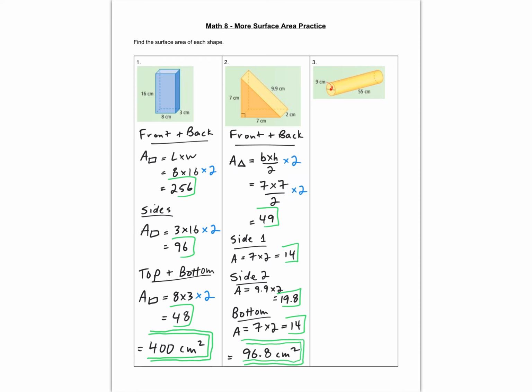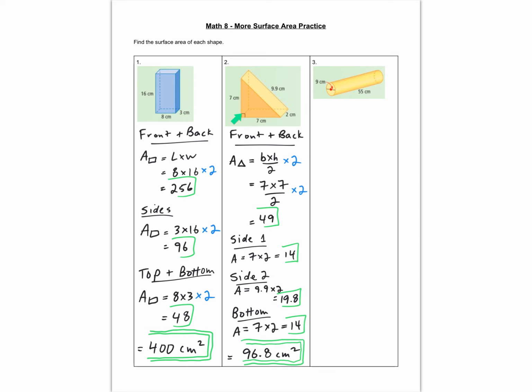Okay, for the triangular prism here, it has 5 sides. The front and back are the same triangles, right? This side and then the back. So front and back, then we have 2 sides, this sort of back side here, this slanted side here, and then we have the bottom, okay? So the front and back are triangles, the 2 sides and the bottom are rectangles, okay?